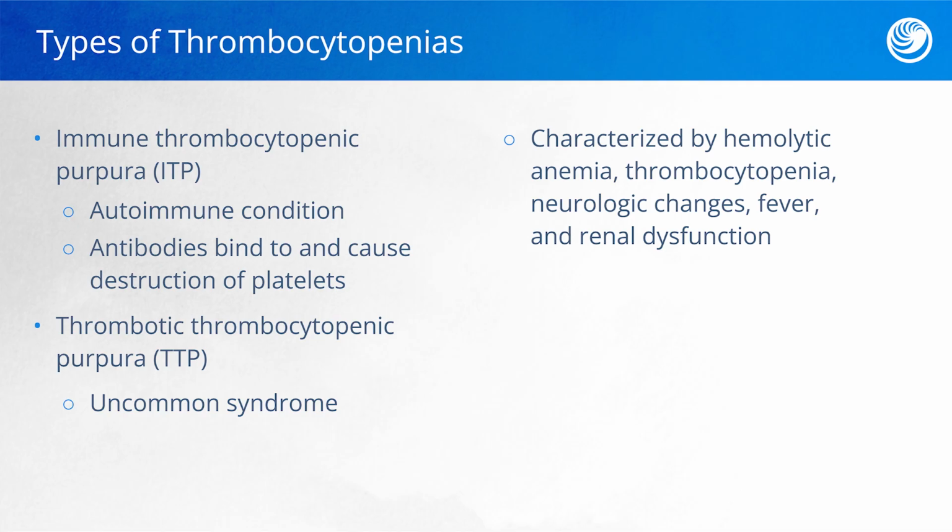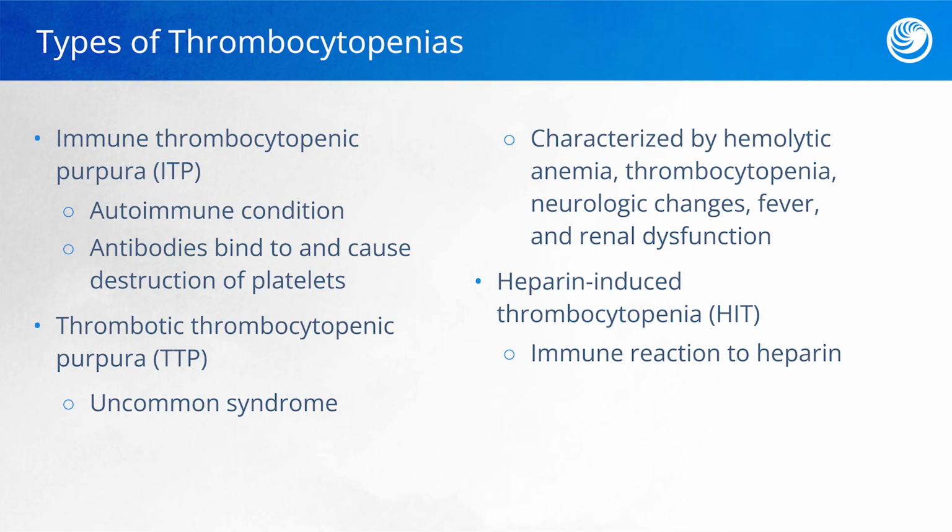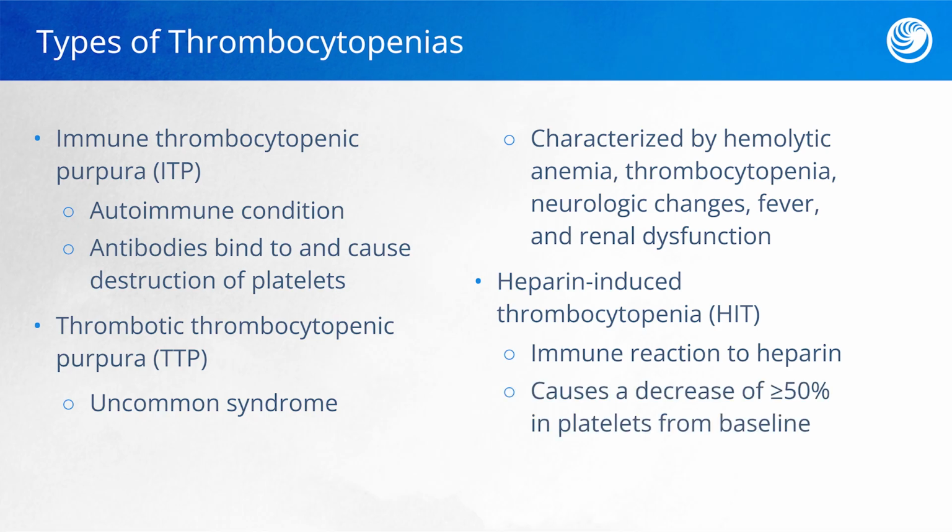Heparin-induced thrombocytopenia occurs from exposure to heparin. For some clients, exposure to heparin can result in an immune reaction that leads to the creation of an autoantibody that leads to platelet aggregation. The binding of these platelets results in a decrease of greater than or equal to 50% of platelets from the baseline. Platelet aggregation leads to thrombosis or blood clot formation within the arteries and veins.